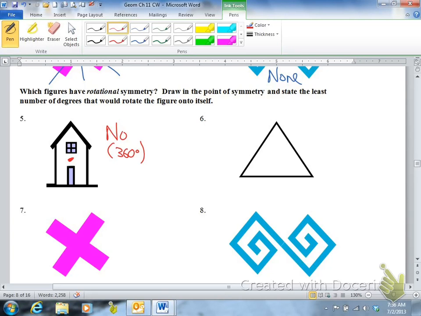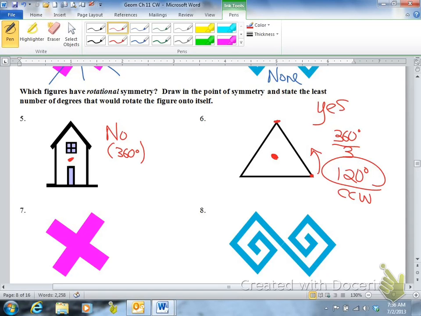The next one, this definitely does. If you put a point in here and you rotate, say counterclockwise, you rotate this vertex to be now the top vertex. This would have rotational symmetry. The way you figure it out is you take 360 degrees, a whole full turn, full circle. And if you have 3 common points like this, you're going to divide by 3. So you'd say 120 degrees counterclockwise or clockwise. It doesn't really matter. Mainly it's the degree. I'm not too concerned about clockwise or counterclockwise.